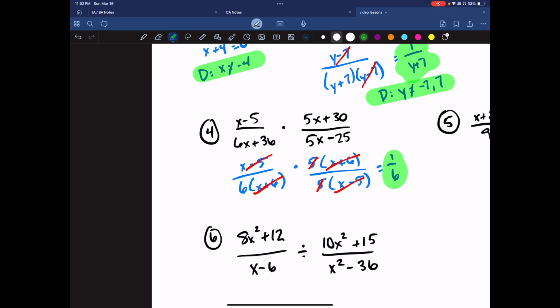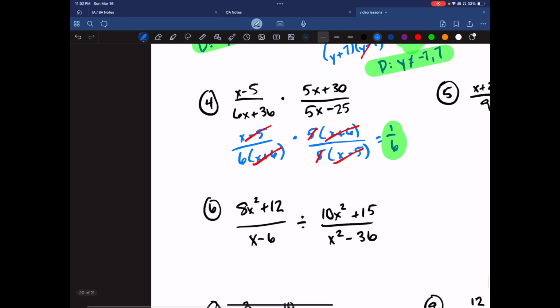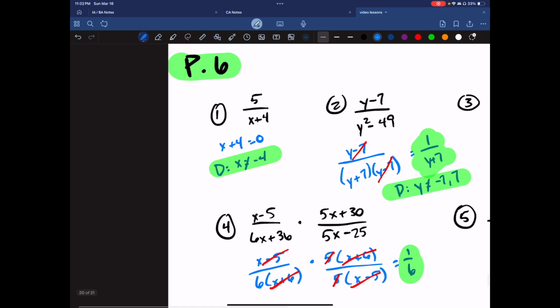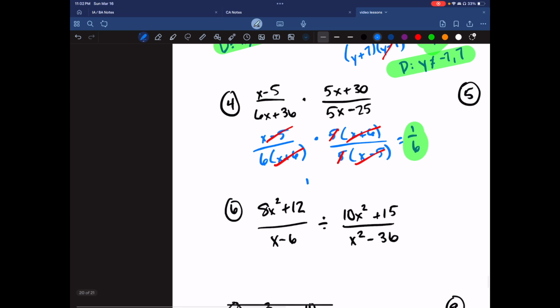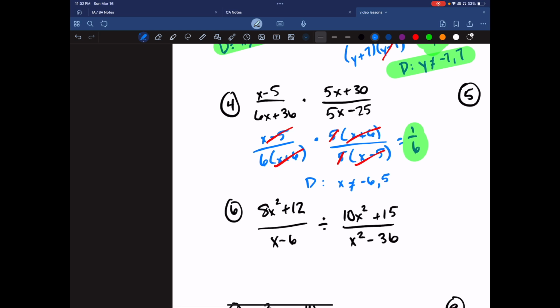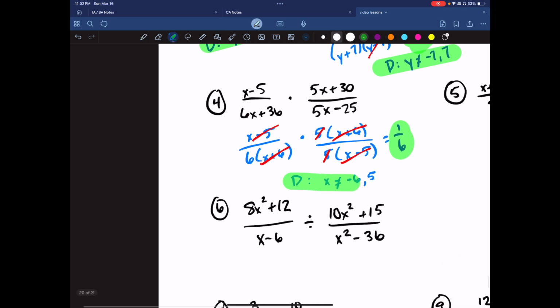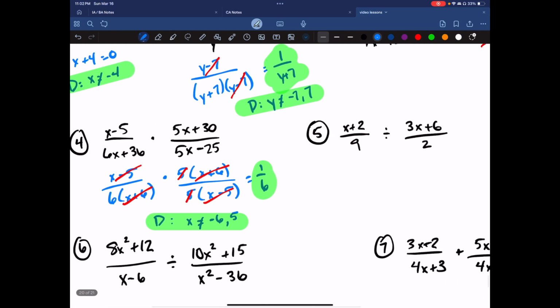You also want to get it in factored form to know exactly what's going to make the bottom 0. You had an x plus 6 and an x minus 5. And if you remember back to number 1, it was x plus 4 equals 0, and then my answer was -4. So what's going to happen here is my domain is x cannot equal, and it says x plus 6, so it's going to be a -6 when I solve for it. It says x minus 5, so it's going to be +5 when I solve for it. And this is how I separate: if I have multiple numbers, I separate with a comma. Okay, and so that's how it's done.